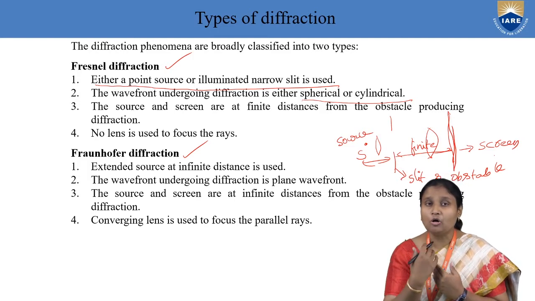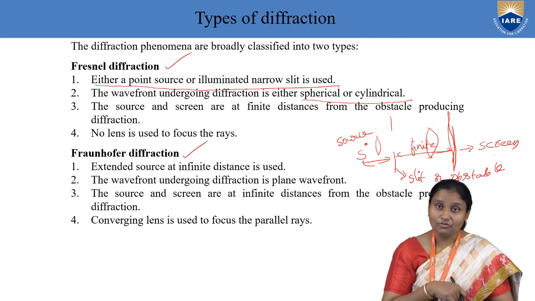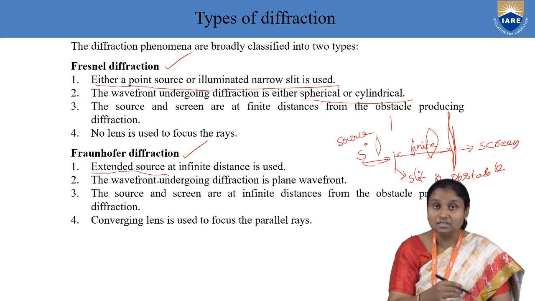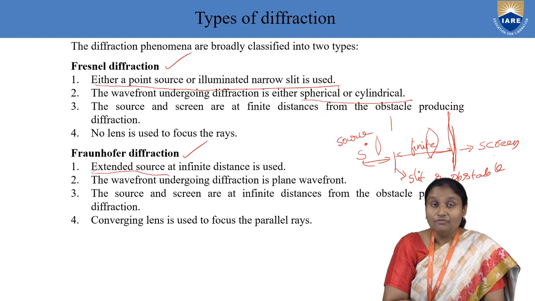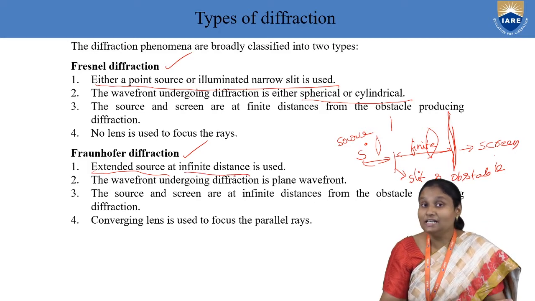And completely opposite to Fresnel diffraction, we have Fraunhofer diffraction. Now here in Fraunhofer diffraction, what type of source will I usually be using? Extended source. So it can be a tube light or sodium vapor lamp. And where am I keeping this source? I am keeping this source at infinite distance.